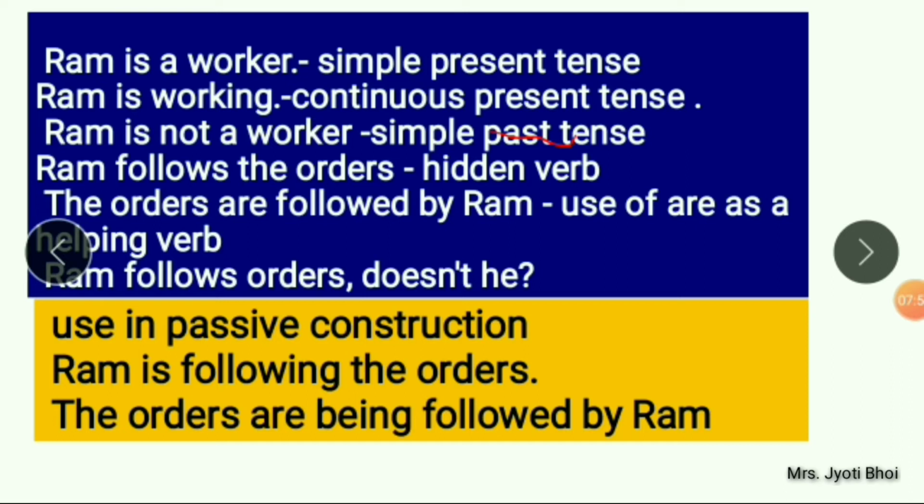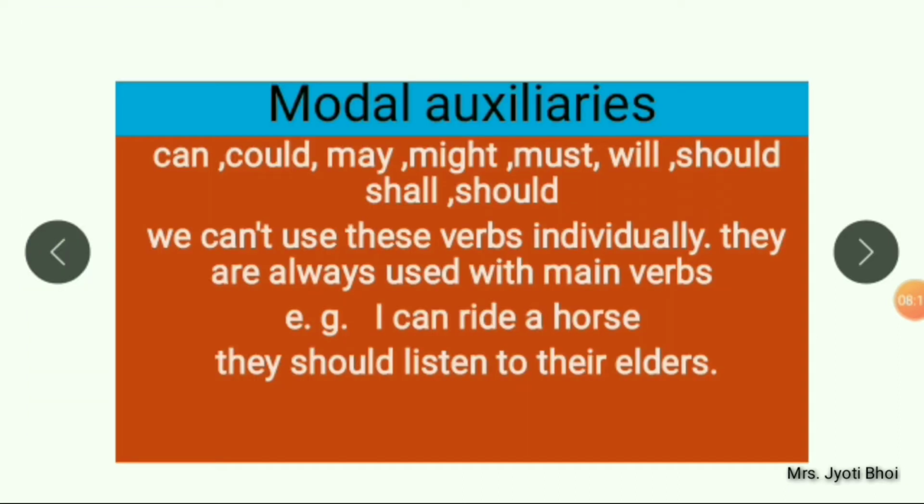In continuous tense form, when V4 is there, what do we use here? The orders are being followed by Ram. Being I have used here. Being comes as a helping verb in this sentence.